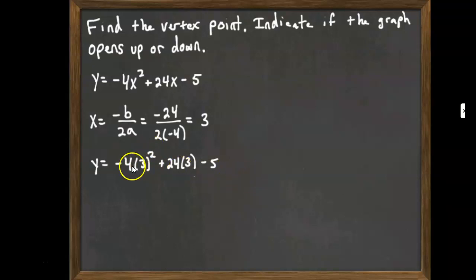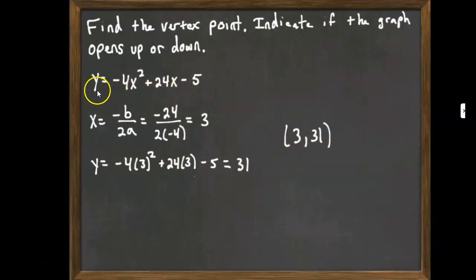3 squared will be 9 times negative 4 would be negative 36. 24 and 3 would be 72. Negative 36 and 72 will become a positive 36. 36 minus 5 will be 31. And so now we know our vertex, the point 3, 31.